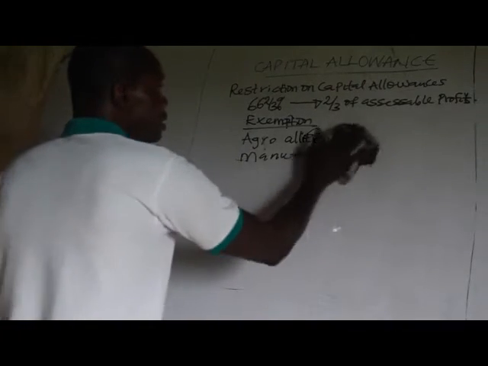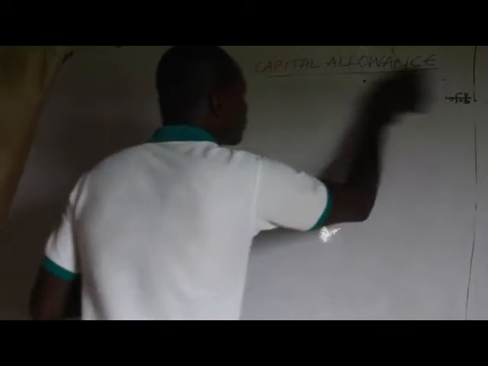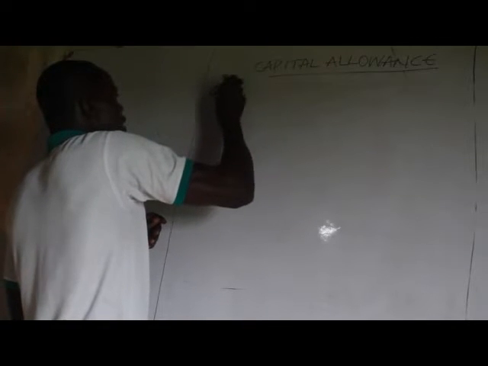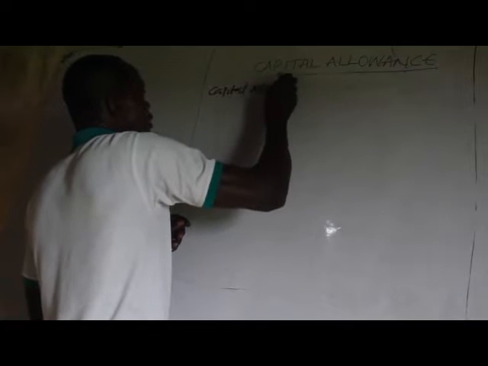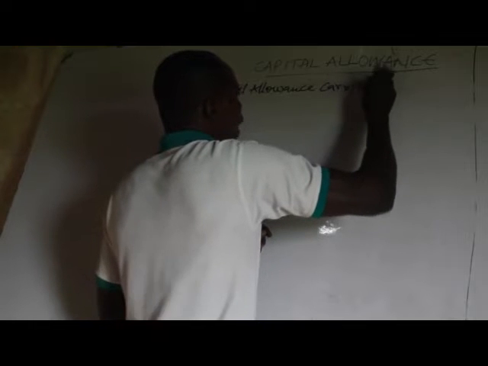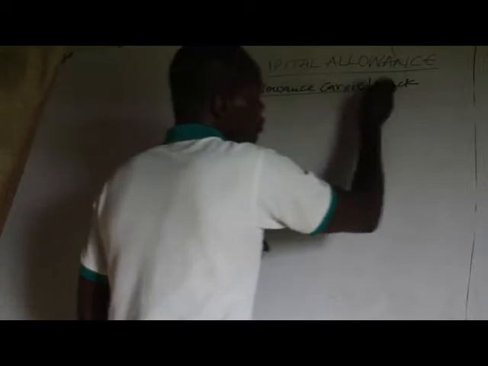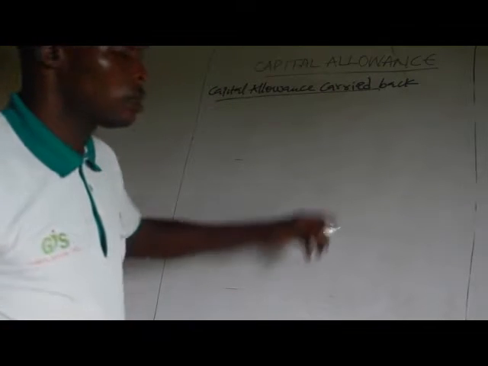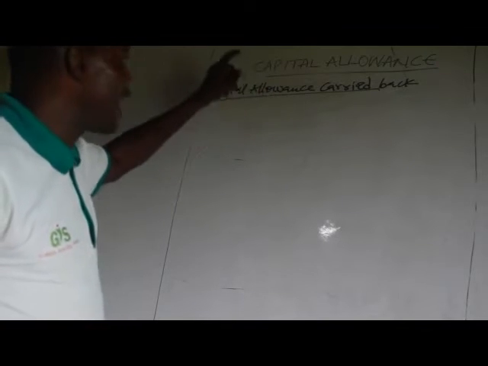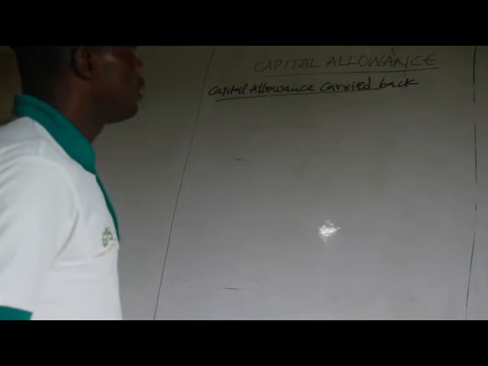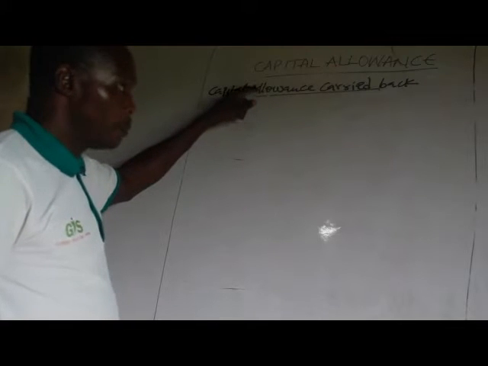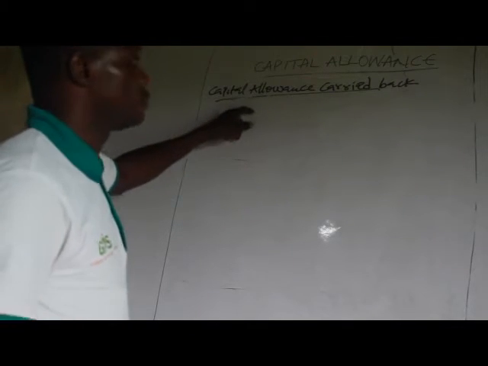Then capital allowance carried back. On cessation of trade or business, the unclaimed capital allowance may be carried back for relief against total profit of 5 years of assessment preceding the year of cessation.